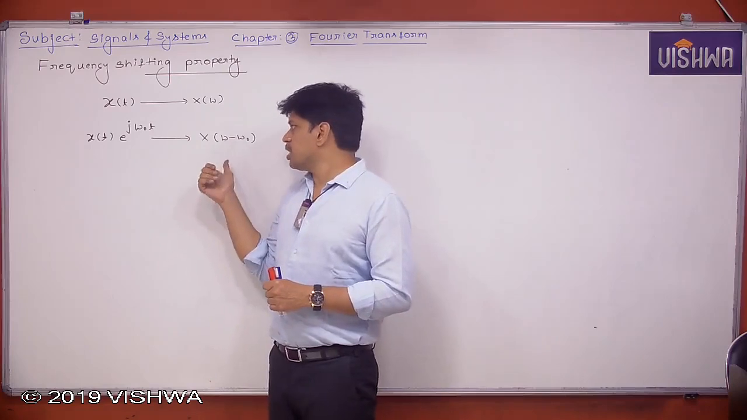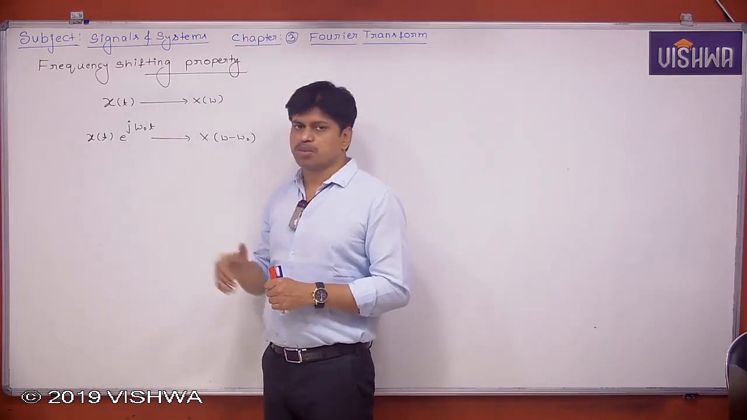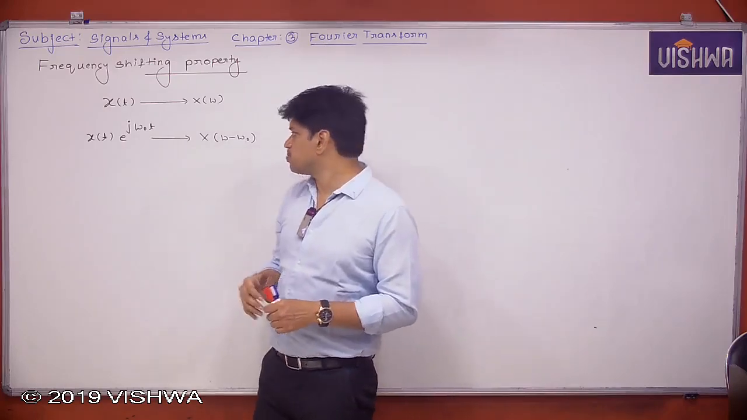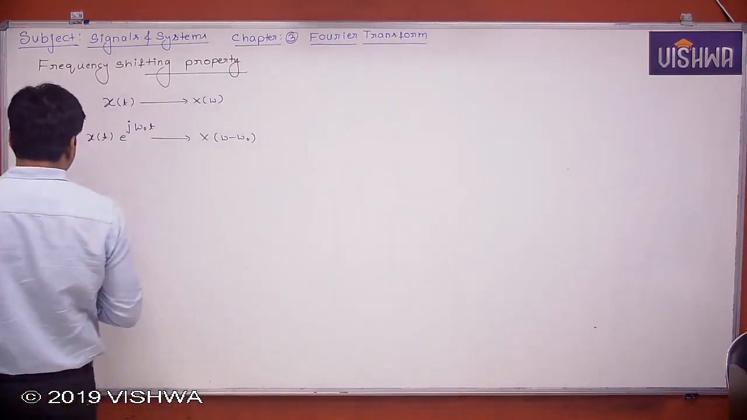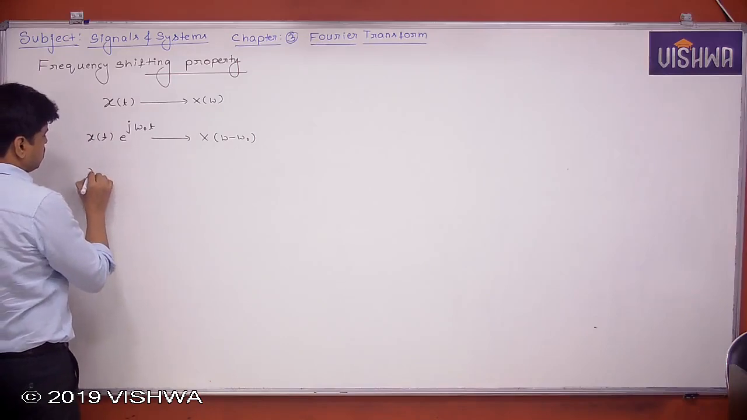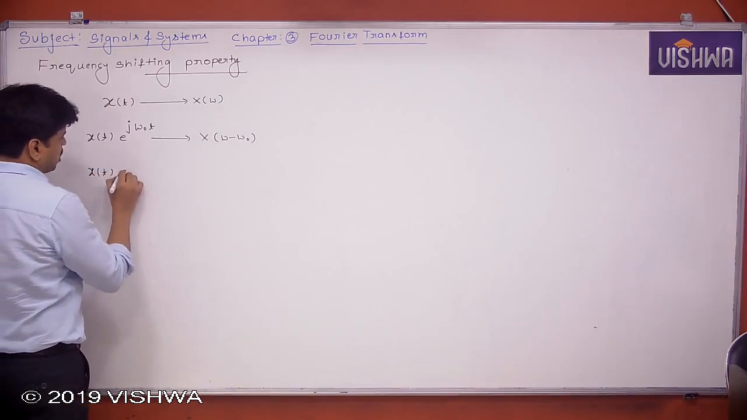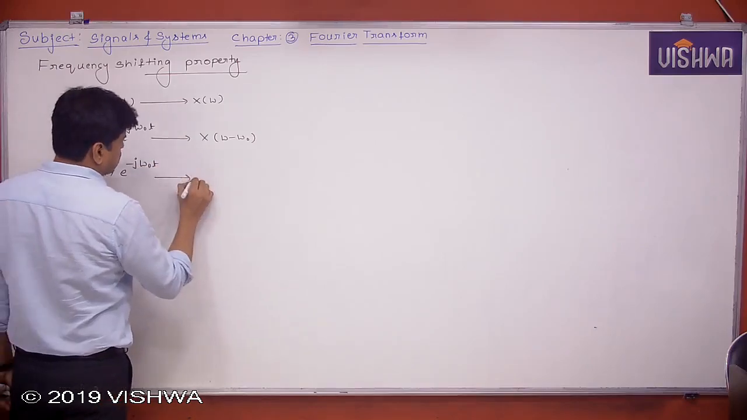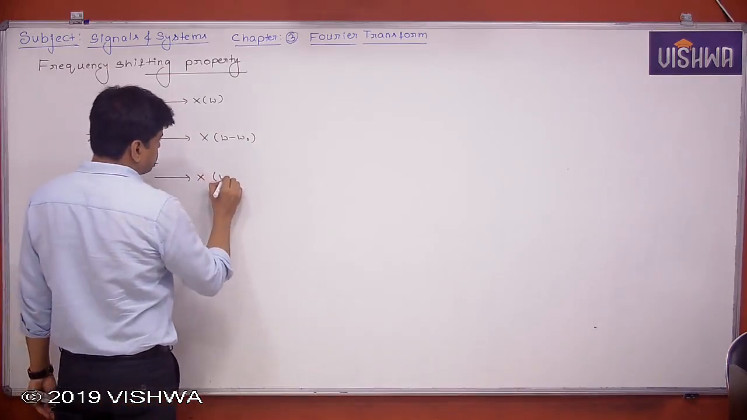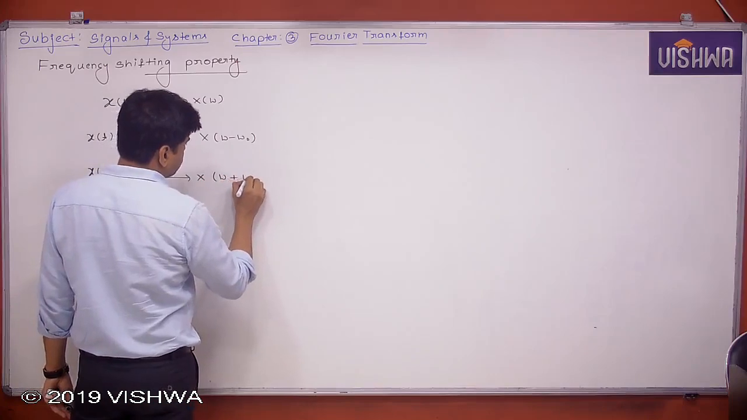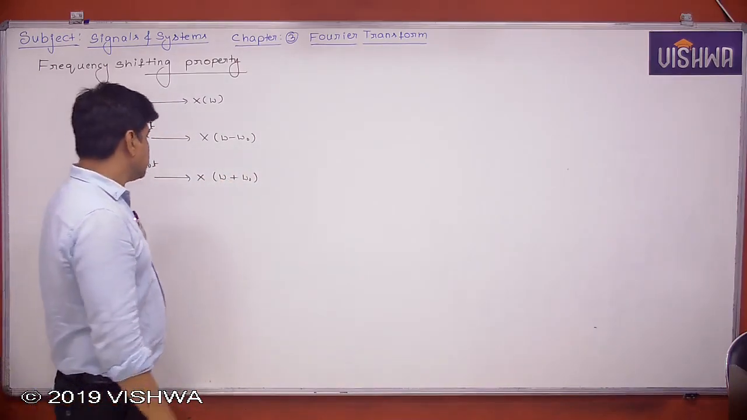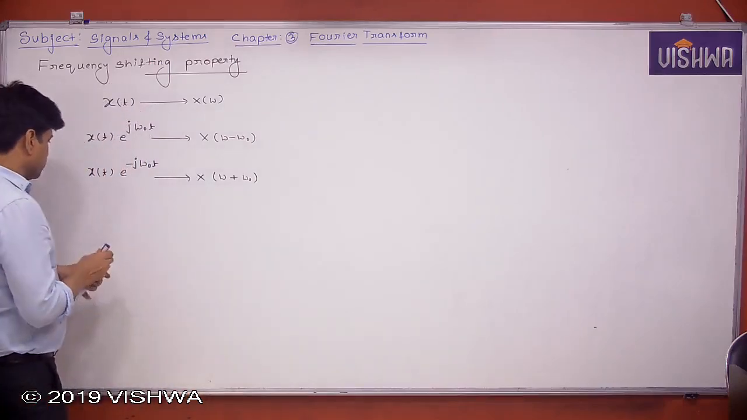In the frequency domain, if it is shifting, then in the time domain, it has to be exponential multiplication. That's what you have to remember. In a similar way, we can write x of t multiplied with e power minus j omega naught t, then this is going to be x of omega plus omega naught. Let's take small examples so that we can understand easily.